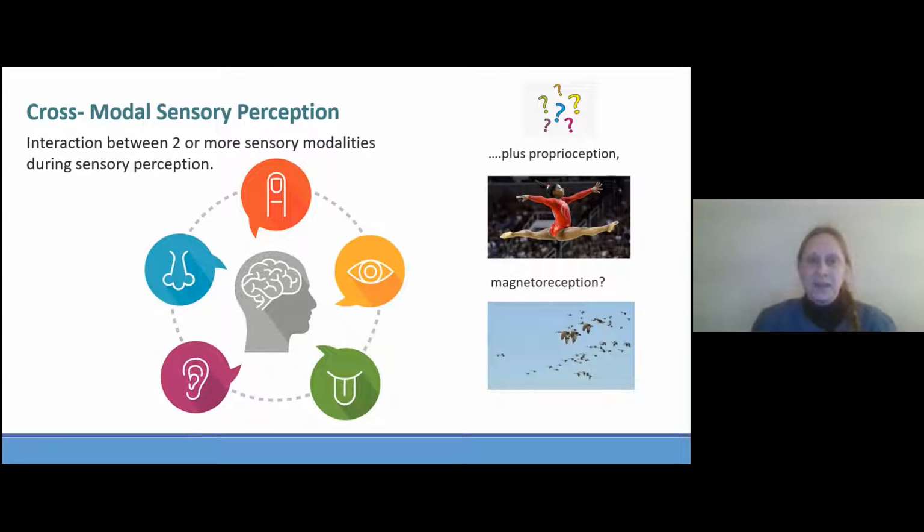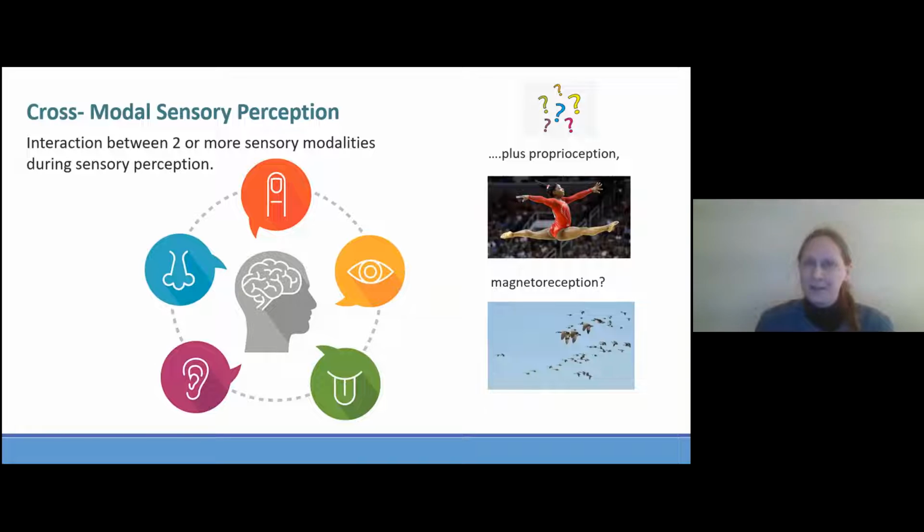And most of the work tends to focus on what we would, I guess, perceive as the main senses, particularly vision, taste, hearing, and smell. I haven't really found anything in the scientific literature on proprioception, although there's been some really interesting talks at the conference on dance, for example. There's nothing on magnetoreception either that I could find.